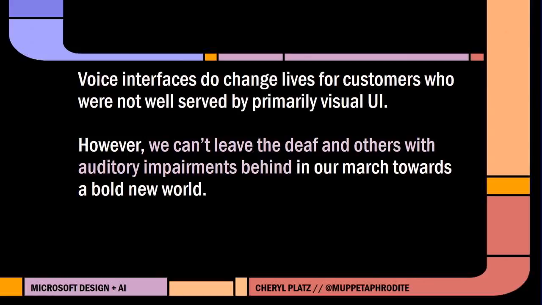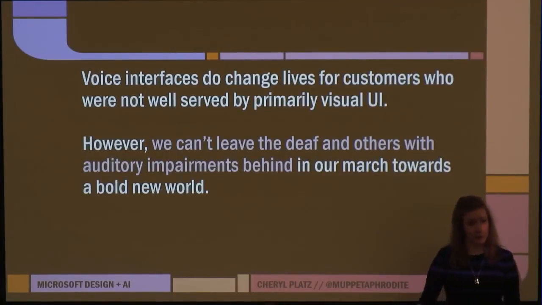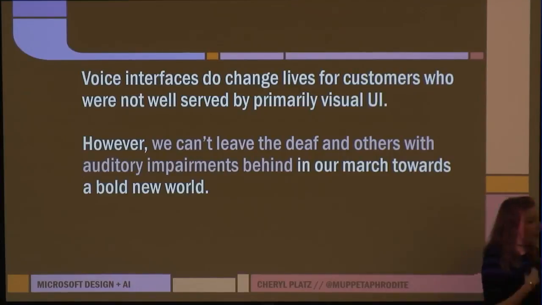Voice interfaces do change lives for customers who were not served well by visual UI, but we can't leave the deaf and others with auditory impairments behind in our march towards this new bold world. I don't think we're moving towards voice only. If you look at Star Trek Next Generation, which clearly inspired my slide design, they have a multimodal interface. They use voice for a lot of command and control, but there are certain tasks, like when your ship's warp engines are failing, where you're going to need a screen also. And you're going to need the computer to be aware of what tasks you've completed on GUI, and vice versa. You're going to need the voice UI to be aware of what screen you're looking at when you perform a contextual task.